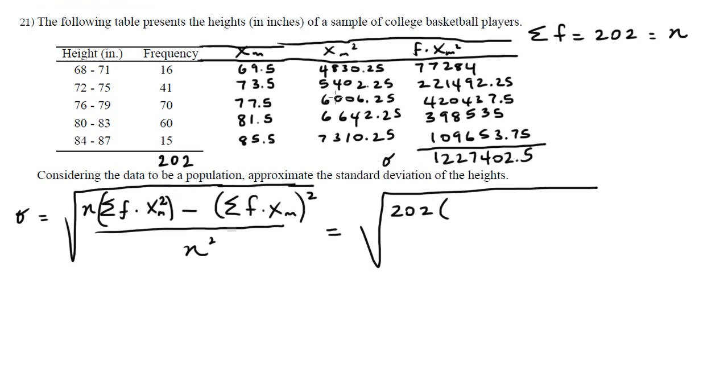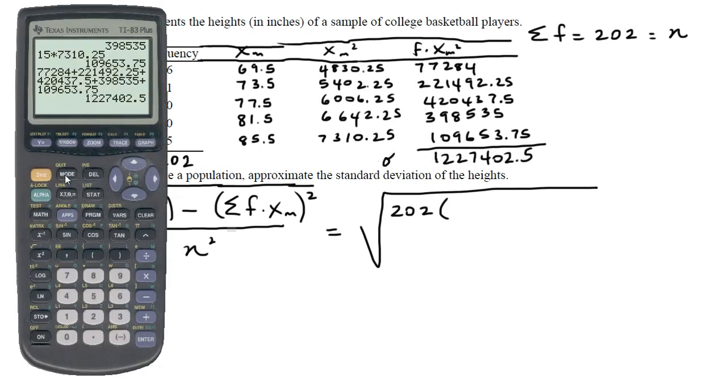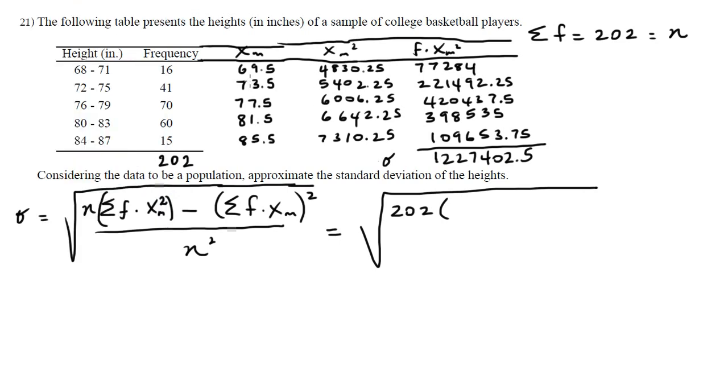Now let's look back and make sure that was a 0.5. I can hit second entry, and it'll go back until I get that calculation. That was the one times 6006.1.5. Aha. I'm good. Okay, so there's my sum of the frequencies times the midpoint squared. So that's 1227402.5.